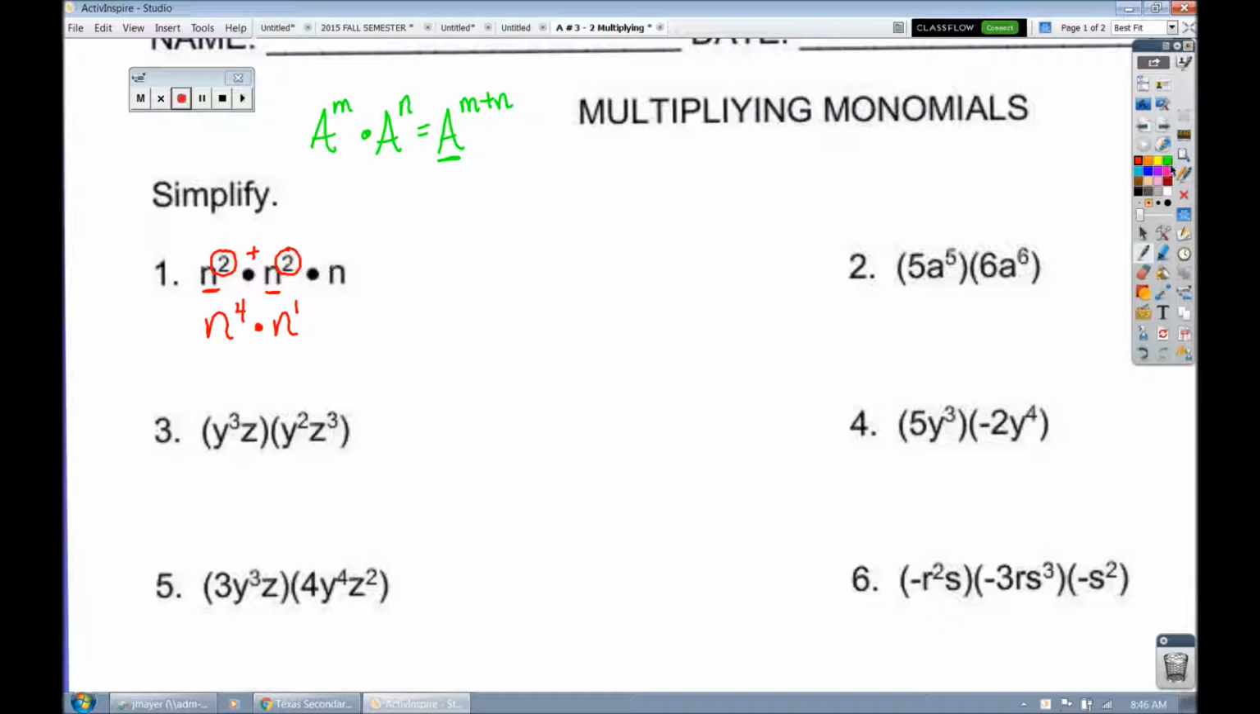And go back to our rule again. We have the same base here, n and n. So 4 plus 1, we're adding the exponents. That would be n to the 5th power.